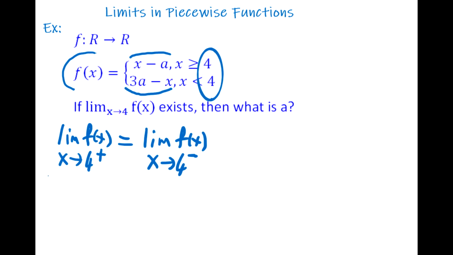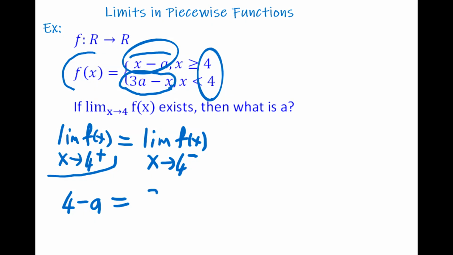First, let's take a look at the limit when x goes to 4 from the right side. That means when x is a little bit greater than 4, like 4.01, so that is the function that I'm going to apply in this case. So the left side becomes, I'm going to put 4 instead of x, and it's going to be 4 minus a, guys. And that is equal to, when x goes to 4 from the left side, the second function is the function that I'm going to evaluate. So if I put 4 instead of x in this function also, then I'm going to have 3a minus 4, guys. And in this case, the limits have to be equal to each other.